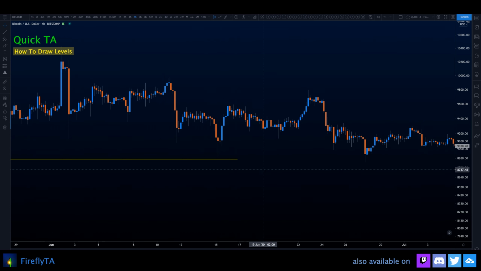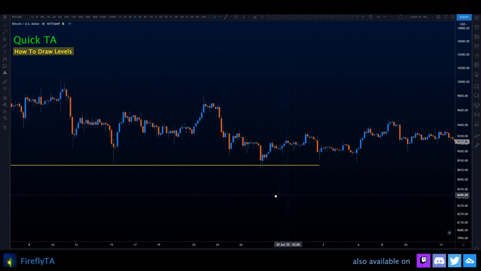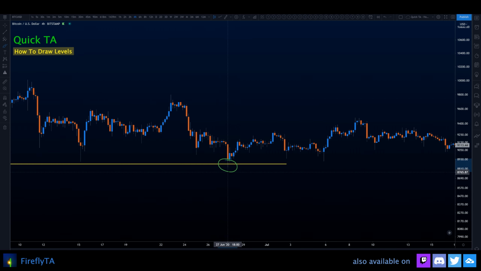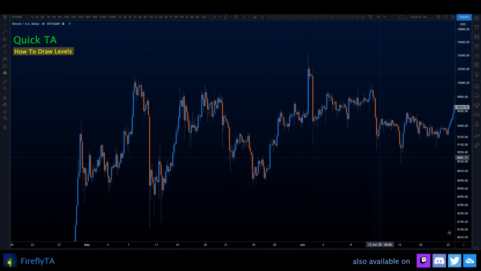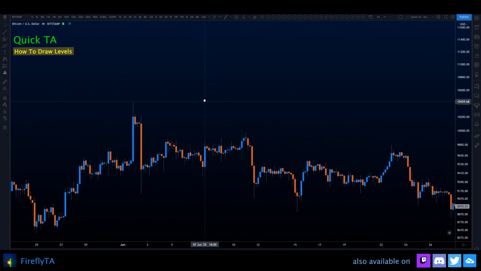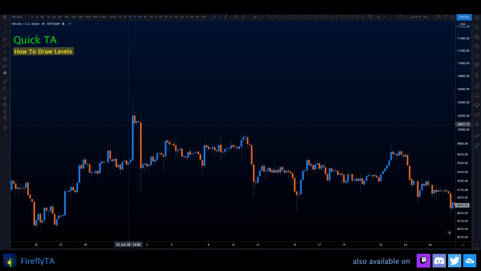And this is something that should be relevant in the future as well, as you can see over here and over here as well, which is the same level. So this is a way of drawing levels very effectively. And you can do this with all the swing highs and lows. For example, this level, you can see that it divides the structure visually. This makes sense to our eyes.